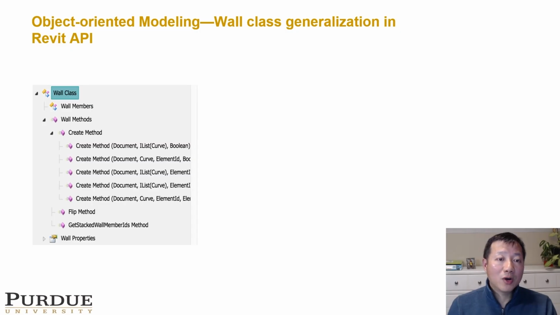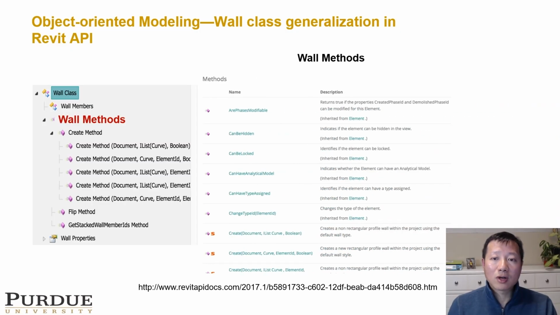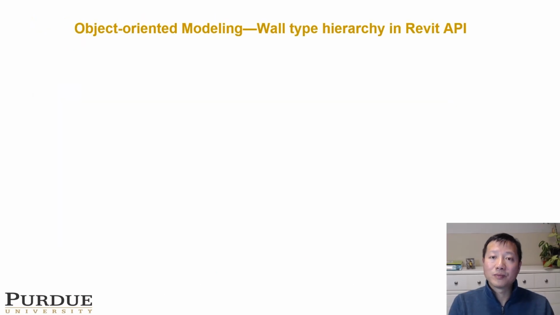Now, the same thing goes for the methods. If you look at these methods, for example, taking the can be hidden method as an example, you end up seeing the same keyword, inherited from element. So this can be hidden method actually belongs to the element class. But you are seeing it here in your wall class because your wall class is a subclass of your element class, and as a subclass, wall inherits all the methods from the parent class.